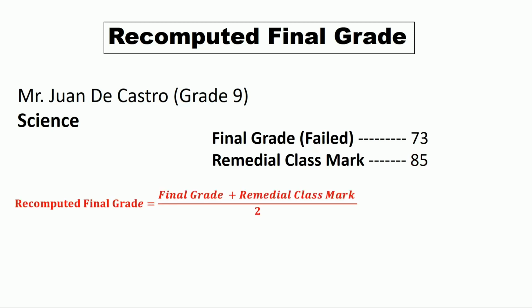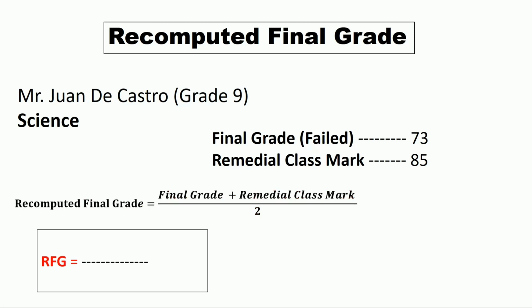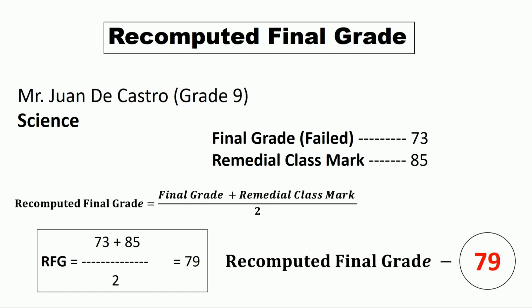The recomputed final grade is equal to the final grade plus the remedial class mark, divided by 2. For the computation, RFG is equal to 73 plus 85 divided by 2, which is equal to 79. Therefore, the recomputed final grade of Mr. De Castro will be 79, and that is now his new final grade in the science subject.